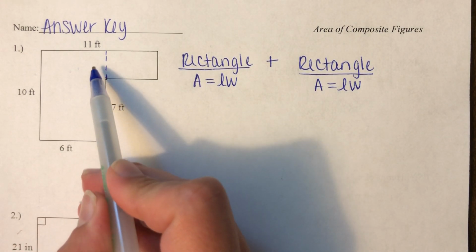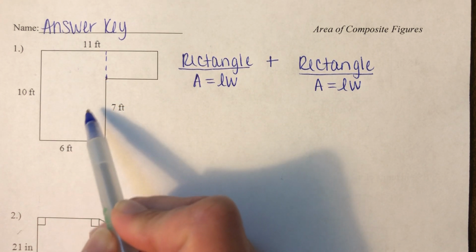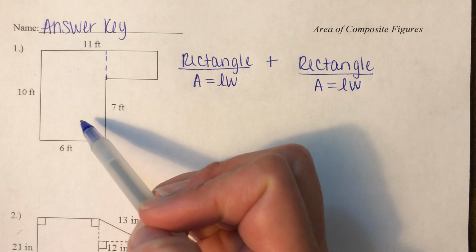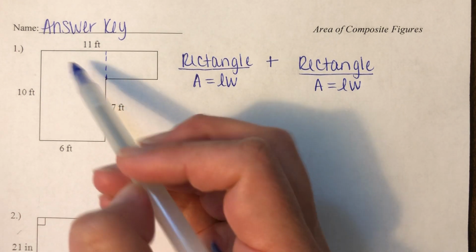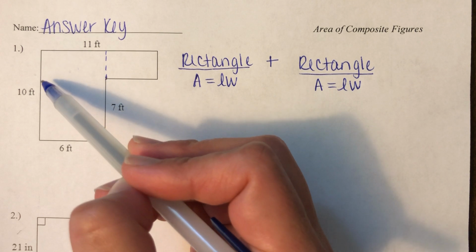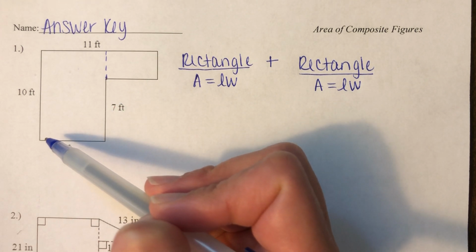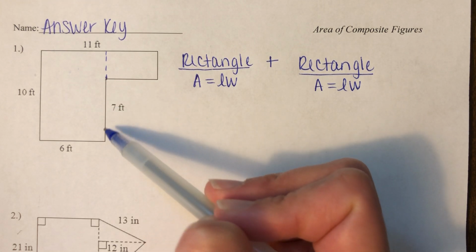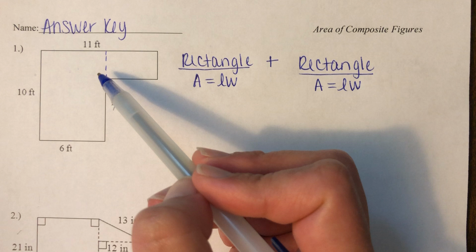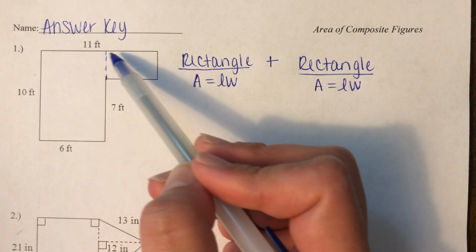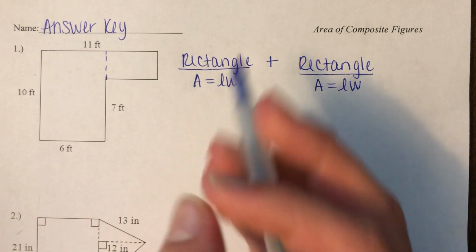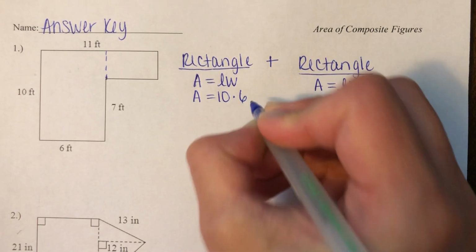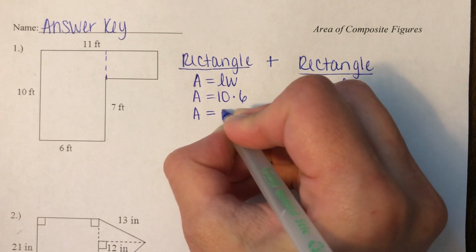All right, I'm going to start with the big rectangle first. Make sure you are finding whole sides, not parts of sides. So one whole side of this rectangle is 10, and another whole side is 6. So I'm going to be using 10 and 6. Notice 7 is only part of that side, and 11 goes past that rectangle. So 10 and 6 are my length and my width. And 10 times 6 is 60.